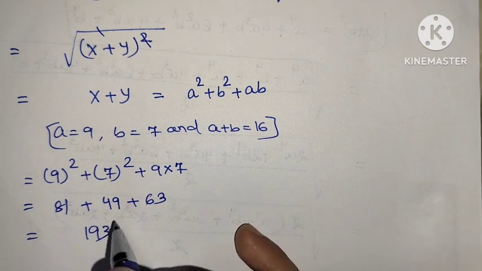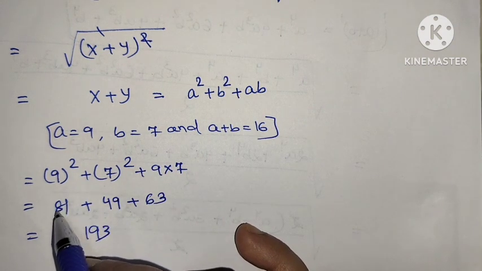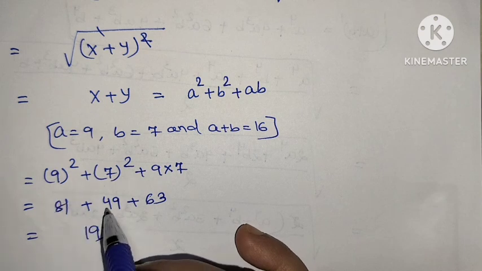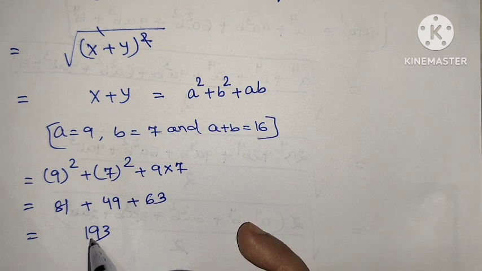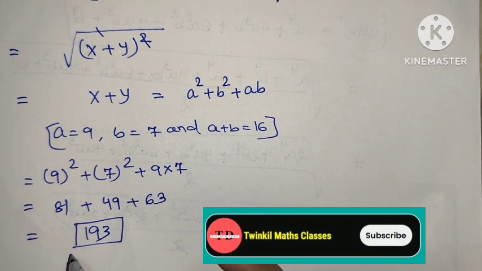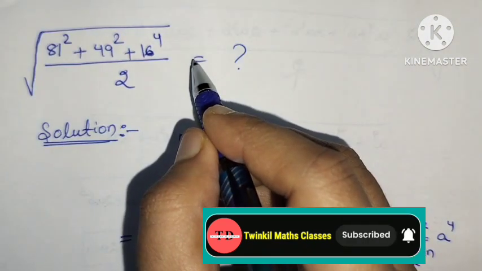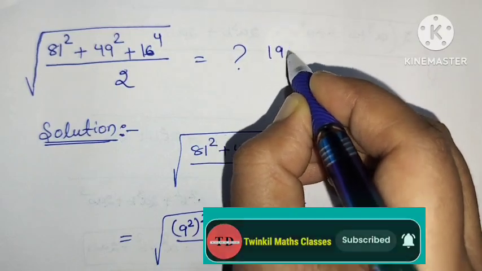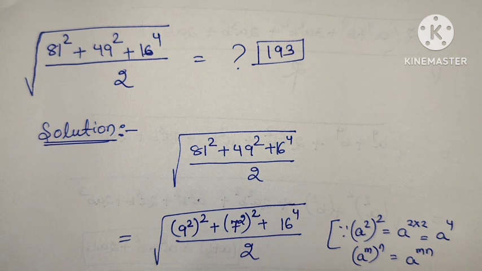The answer is what? 9 plus 1 is 10, plus 3 is 13, 3 carry 1, 8 plus 1 is 9, 9 plus 4 is 13, 13 plus 6 is 19, 193. This is the answer of that question. The answer of this question is 193. Okay.